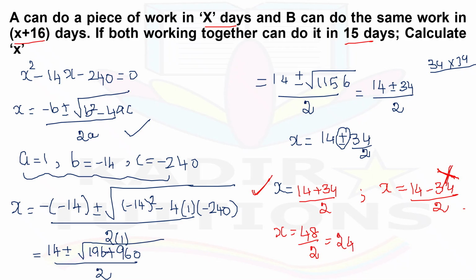So what is our x? A can do the piece of work in x days. That is what we are finding. So it is 24 days. This is the answer for this problem. Hope you understood. Thank you.